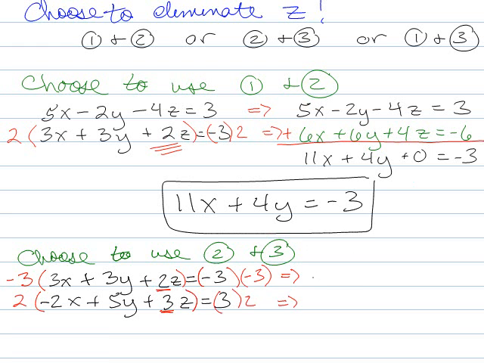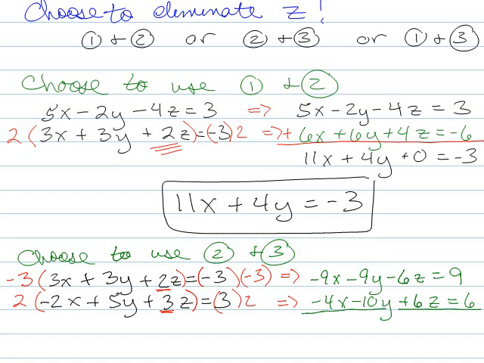So let's go ahead and multiply that through. Negative 9x minus 9y minus 6z equals 9. Minus 4x minus 10y plus 6z equals 6.